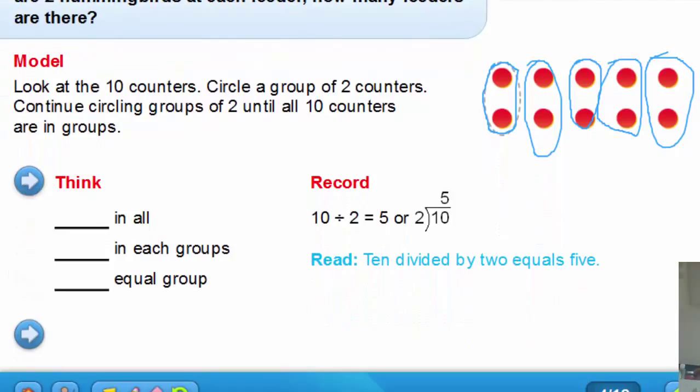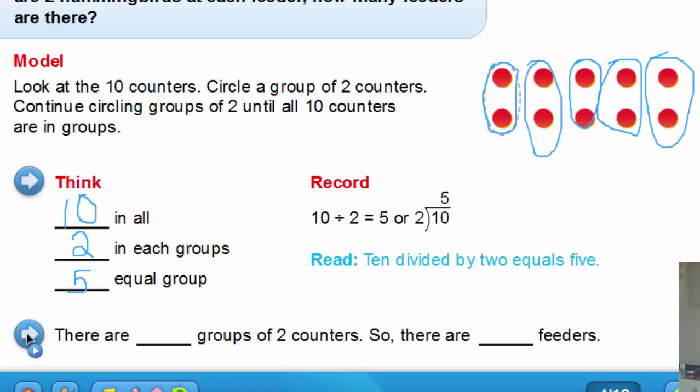So now we can think. There are 10 in all. There are 2 in each group. So there are 5 equal groups. We can write it 10 divided by 2 equals 5, or 10 divided by 2 equals 5. There are 5 groups of 2 counters, so there are 5 bird feeders.